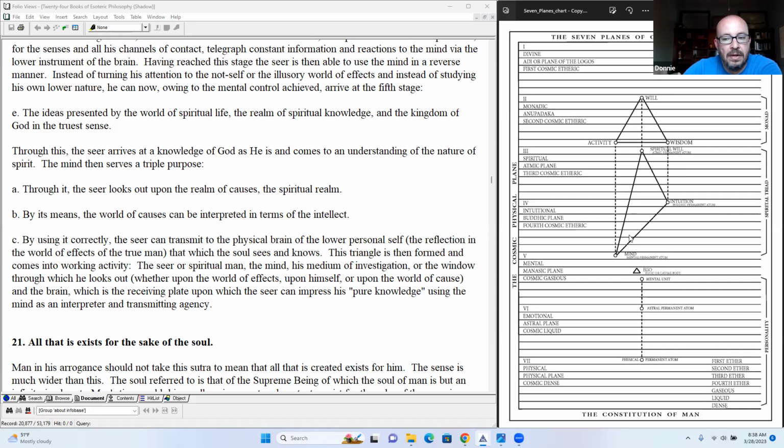From way up, and transmitting it to the lower self, that which the soul sees and knows. So this person, this brain down here, is now illuminated, essentially. And the seer can impress his pure knowledge using the mind as an interpreter. So it's just making its way down.